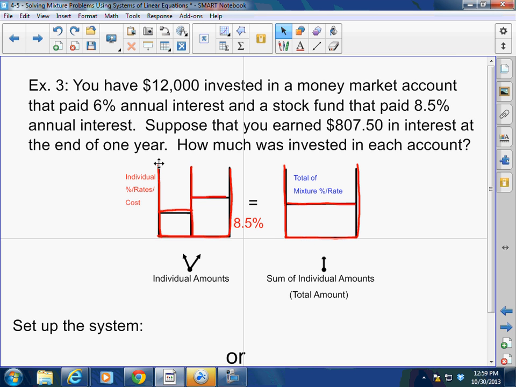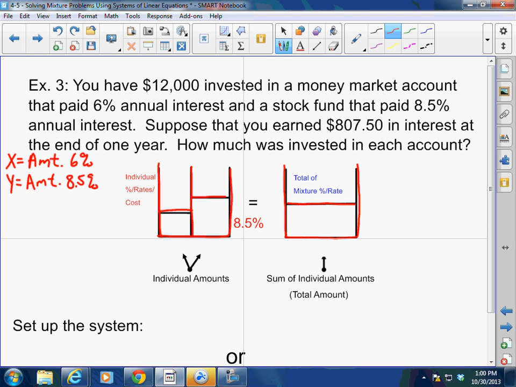Okay, guys, what's the first thing we got to do? Label. Very good. So I'm going to go ahead and say that X is the amount of money that I placed into the 6% account. And I'm going to say that Y is the amount of money that I placed into my 8.5% account. Does that make sense? That's my X and my Y. So I have my X and I have my Y. Does everyone see that?